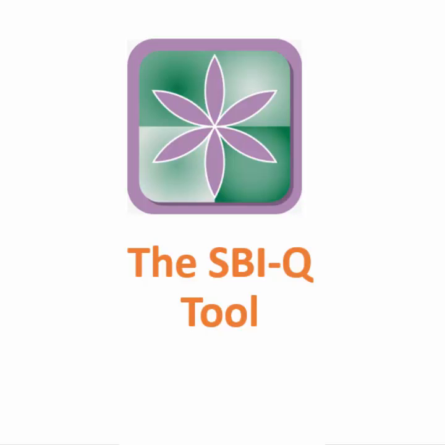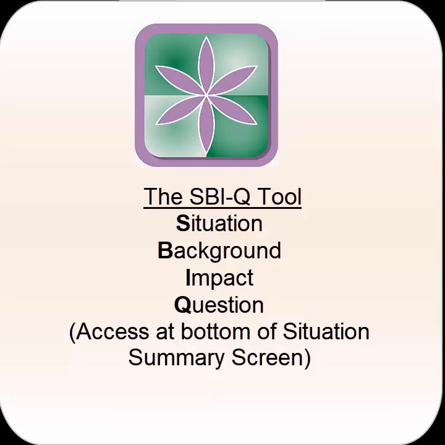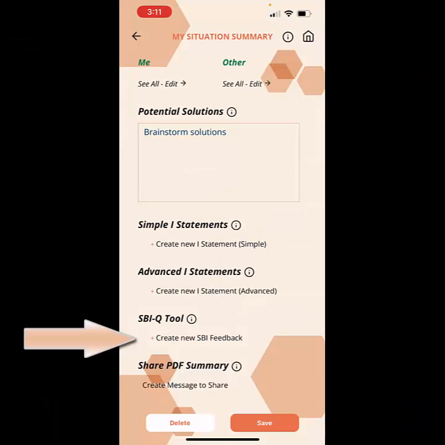Let's explore the SBI-Q tool, which is only available at the maximizer level. It's essentially a powerful feedback tool. SBI stands for situation, background, impact, and Q stands for the question that we then ask. Let's create a new one.